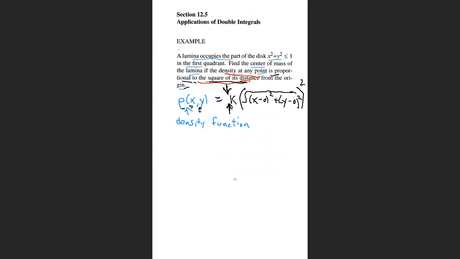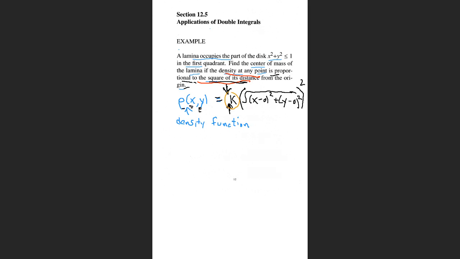They're not saying the density at any point is equal to the square of its distance from the origin. They're saying the density at any point is proportional to the square of its distance from the origin. So you must have this K here. You must.